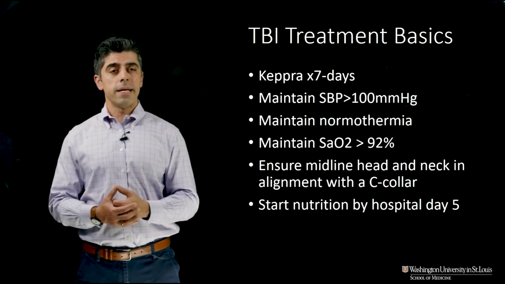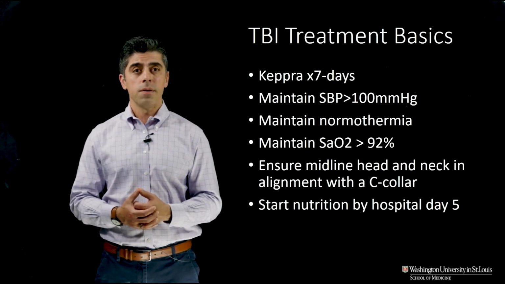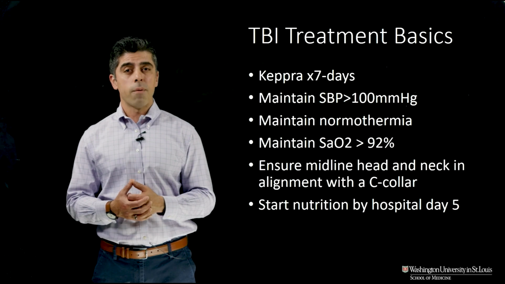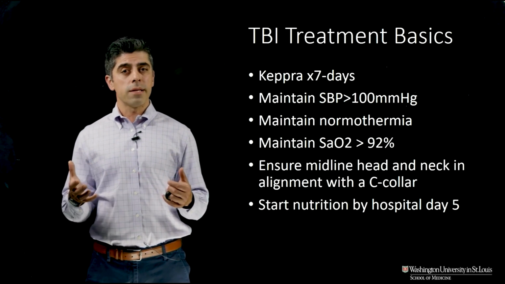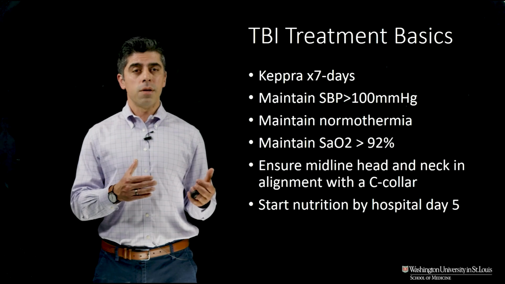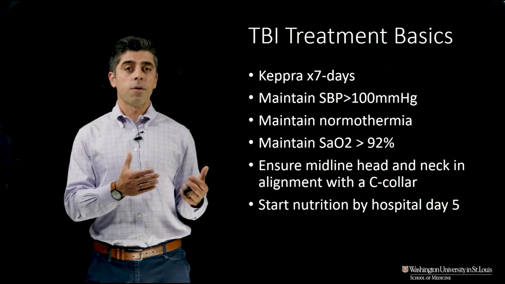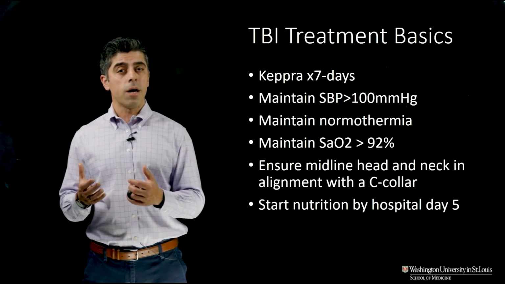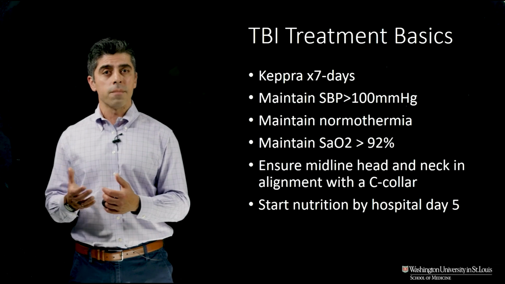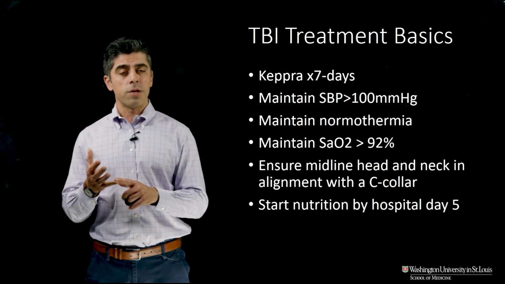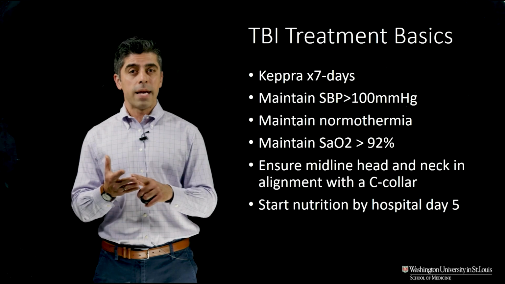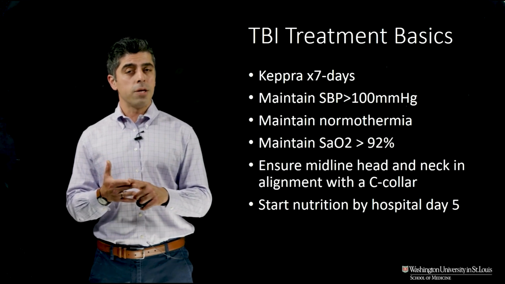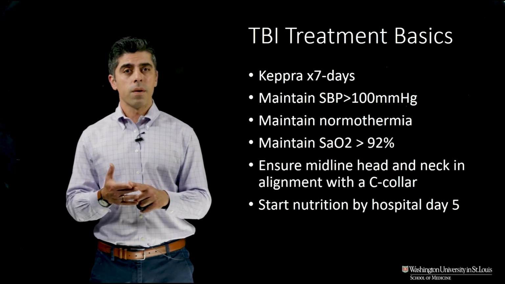In addition, we'll maintain a systolic blood pressure greater than 100, we'll maintain normothermia, and we'll maintain oxygen sats greater than 92%. We do these things because hypotension, hypothermia, hyperthermia, and hypoxemia are all associated with poor outcomes. And so we try to make sure that the blood pressure is normal, the temperature is both below 38.5 and above 36, and the patient is not hypoxemic.